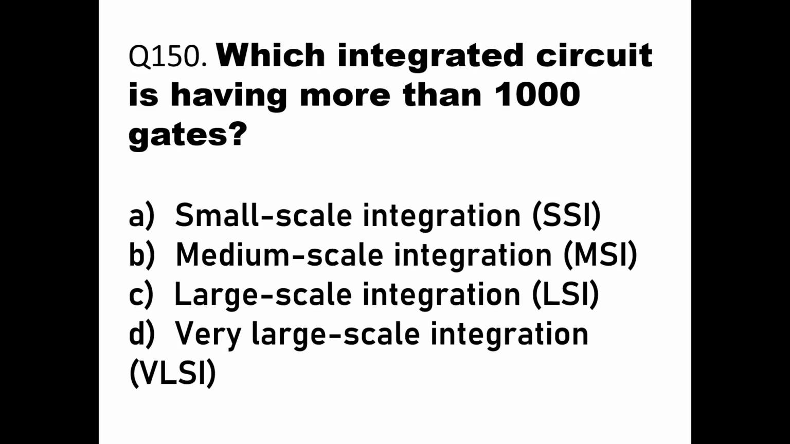Which integrated circuit is having more than 1000 gates? So as I've told you, earlier definitions used to tell that integrated circuits more than 1000 were called as VLSI. But now even 5000, 10,000 means it is increasing. It is increasing. It is doubling every 18 months. Okay. So here if you are having integration of more than 1000 gates or components, it is called as very large scale integration. So option will be D, very large scale integration.